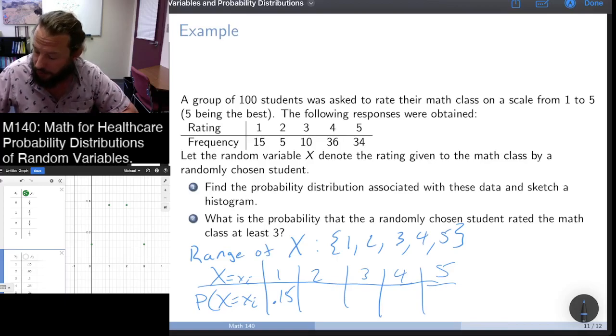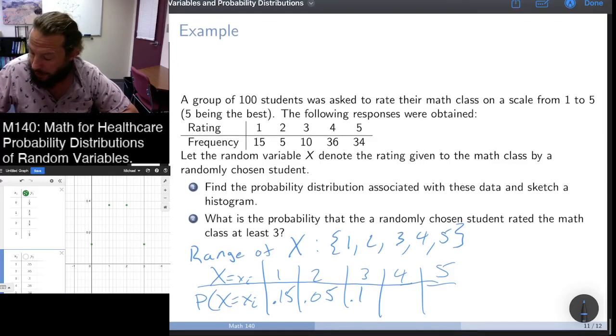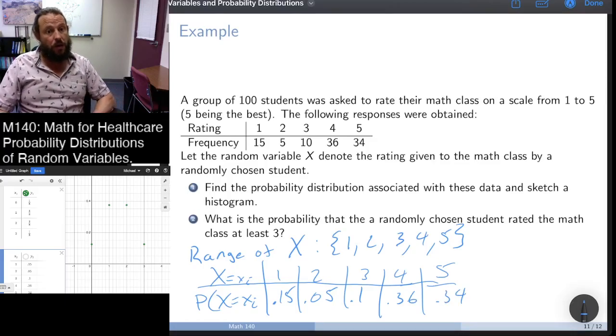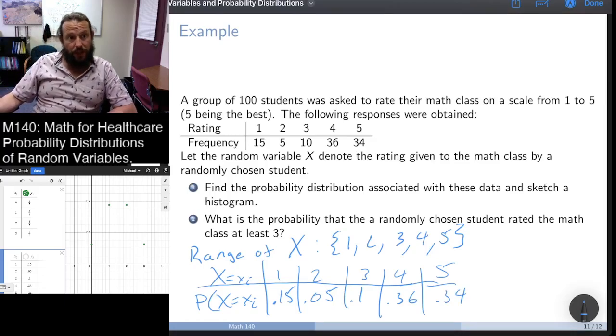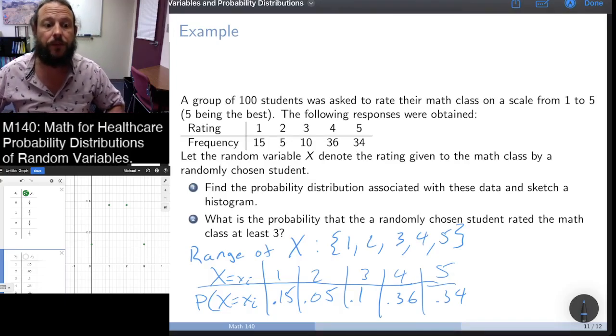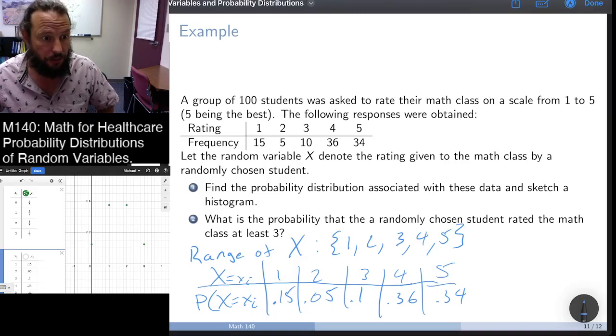The probability of x equal to 2, carefully, this is 0.05, right? And 0.1 is the probability of a 3. The probability of a 4 is 0.36, and a 5 is 0.34. All those are between 0 and 1. We add them up, and we get 1 exactly. So that's our probability distribution, right?